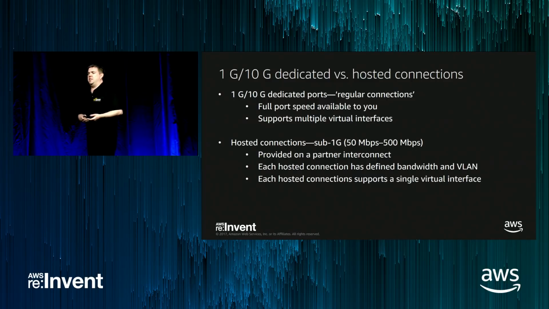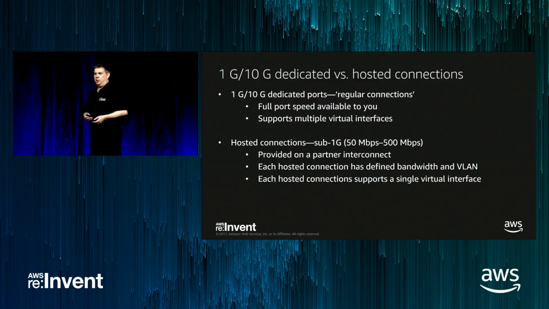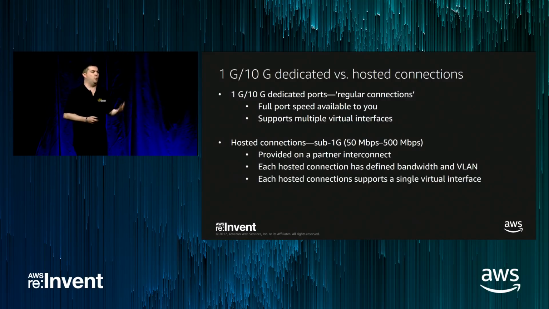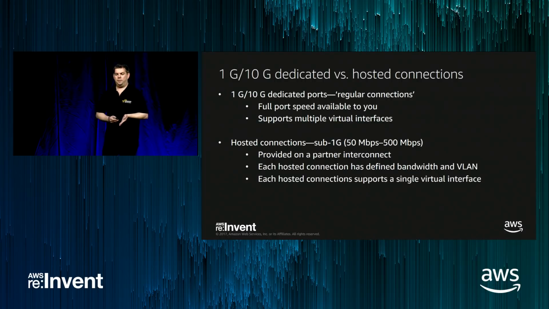When you request one of these connections from a partner, you actually go to the partner first. You don't need to come into the AWS console, and you provide that partner with your AWS account number. They then provision the connection at a defined bandwidth, and they assign the VLAN to that particular connection.